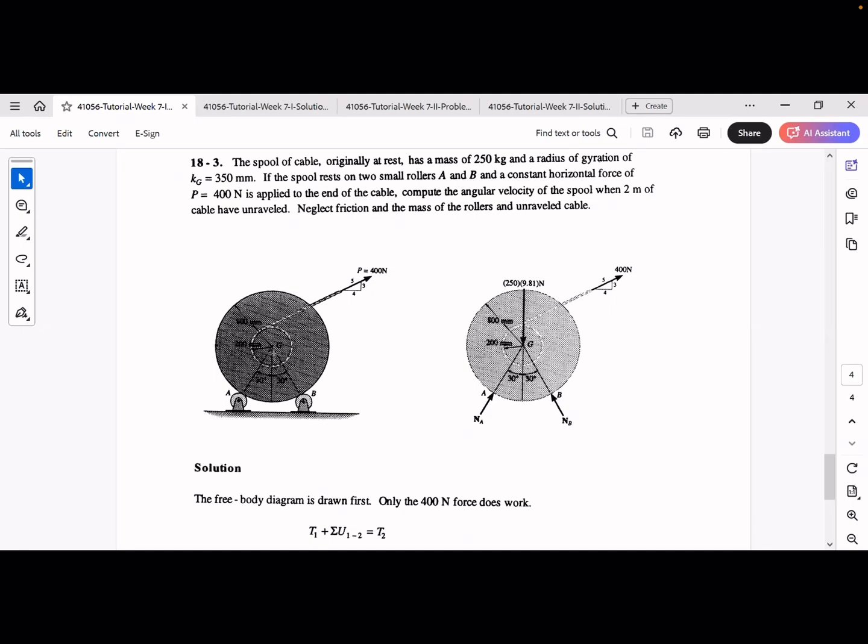Notice here the internal spool has a radius of 200 millimeters. The external one has a radius of 500 millimeters. And there are these angles here, 30 and 30. So obviously the weight is 250 times 9.81. And we've got this small 3-4-5 triangle, which can give us the direction of the 400 newtons.